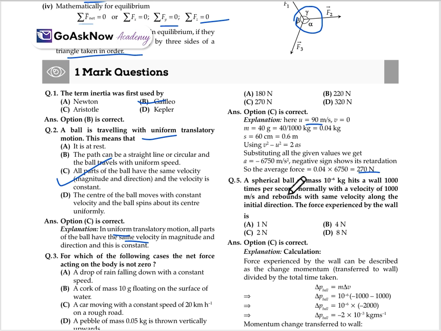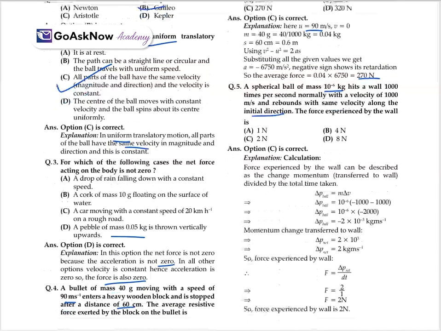Now, a spherical ball of mass 10 to the power minus 6 kg hits a wall 1000 times per second normally with a velocity of 1000 meter per second and rebounds with the same velocity along the initial direction. The force experienced by the wall is? Here the explanation is: the force experienced can be described as the change in momentum transferred to the wall. So delta p equals mv.